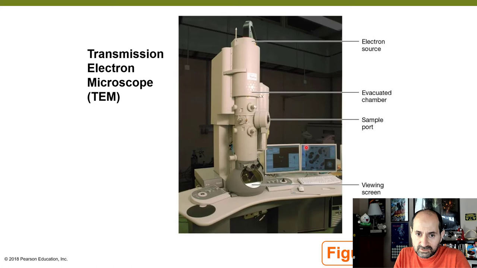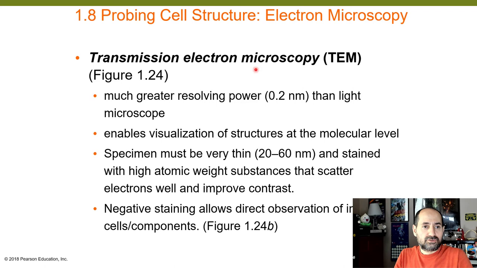Now, again, with transmission electron microscopy, you have much greater resolving power, 0.2 nanometers, than a light microscope. Look at this, 0.2 nanometers, that's ridiculous. Remember, a light microscope had the best resolution at 0.2 micrometers. So think about 0.2 micrometers to 0.2 nanometers, about 1,000 times better than a light microscope, right? So 1,000 times better resolving power. So you can see 1,000 times better than the microscopes we have in the lab. And you can see structures at the molecular level. You can see individual molecules with TEM.